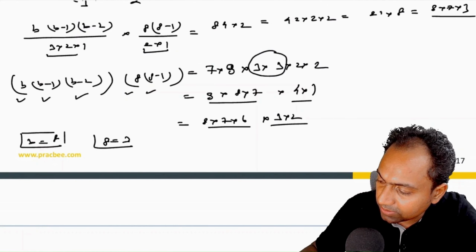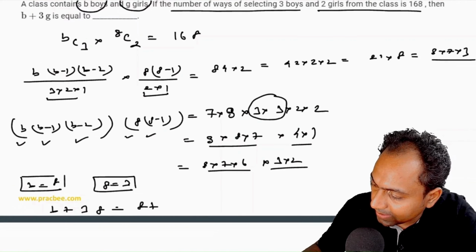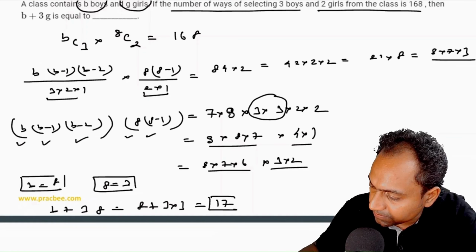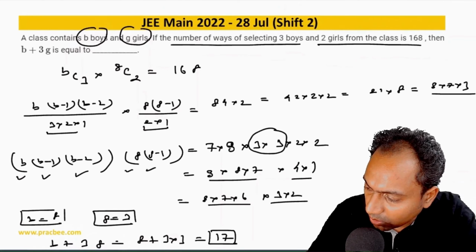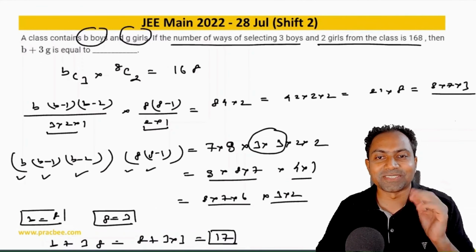Now let us try and figure out an answer. So what they're asking is B plus 3G. So B is nothing but 8 and 3 into 3. This will become nothing but 9. So answer becomes 70. So you can see that this is a combination of our NCR formula and some common sense to get to an answer.